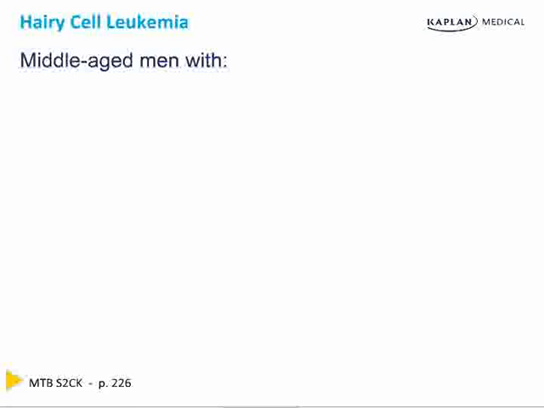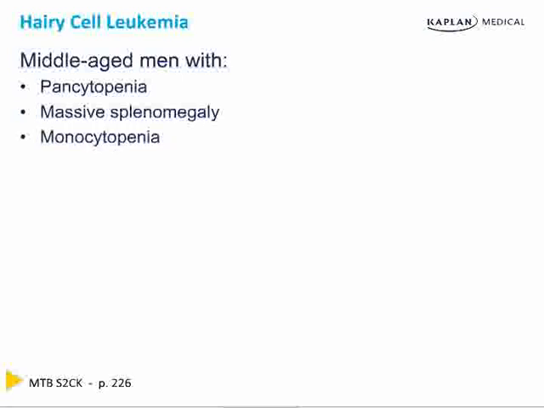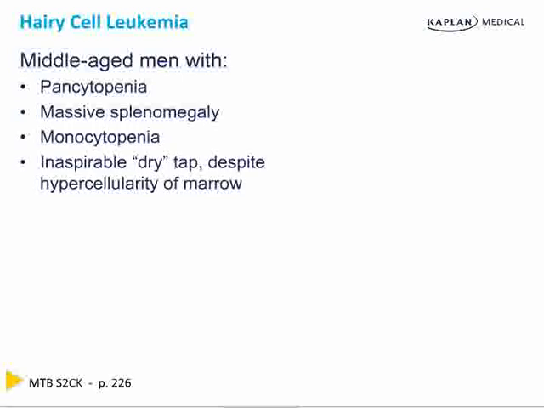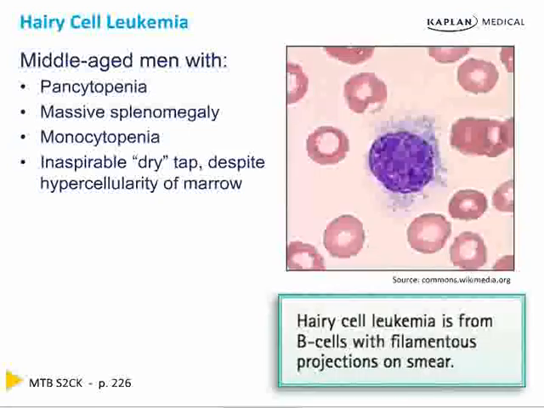Hairy cell leukemia is an unusual disorder. Look for middle-aged people who have pancytopenia, big spleen, monocytopenia, very low number of monocytes, and an inaspirable dry tap, despite there being a hypercellular marrow. But remember, there's no reticulin fibers. That's how you know it's not a person with myelofibrosis. No reticulin fibers, okay? And there's also no teardrops. Teardrops and reticulin fibers are part of myelofibrosis.